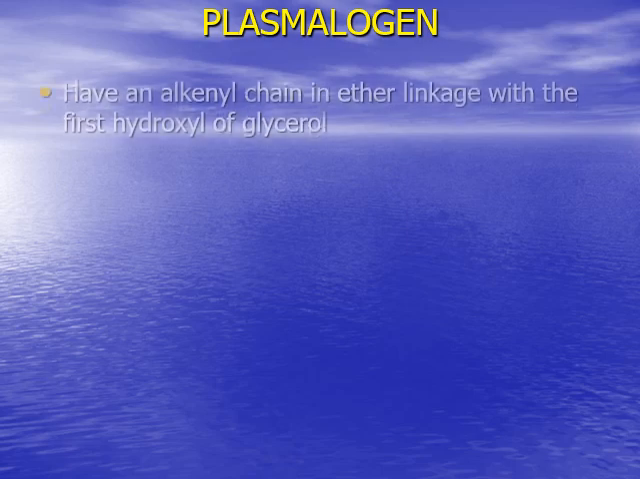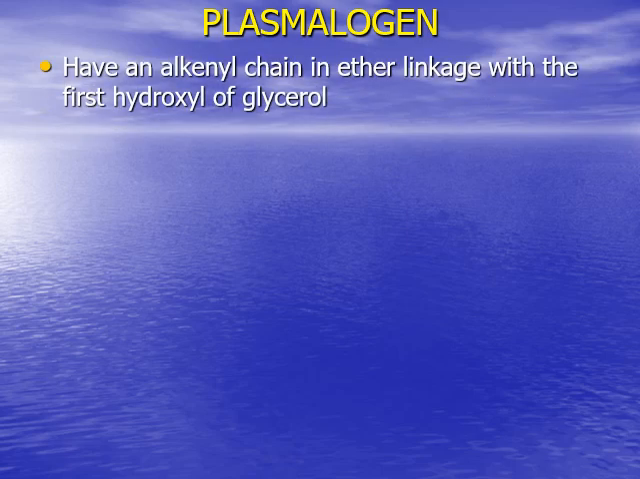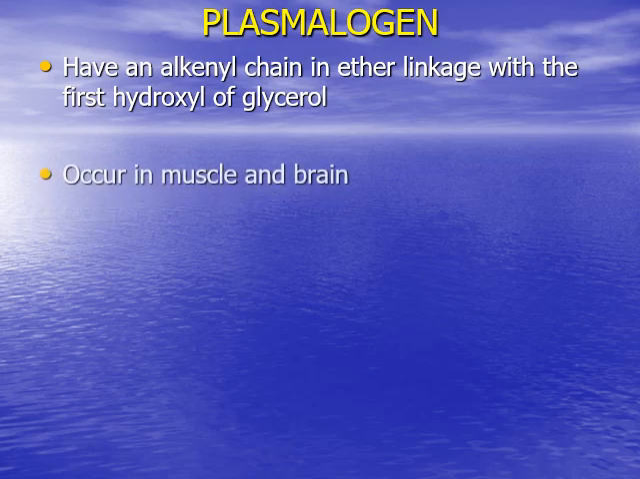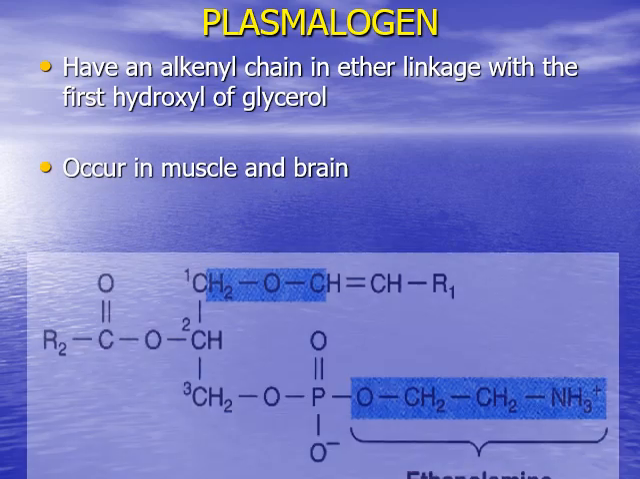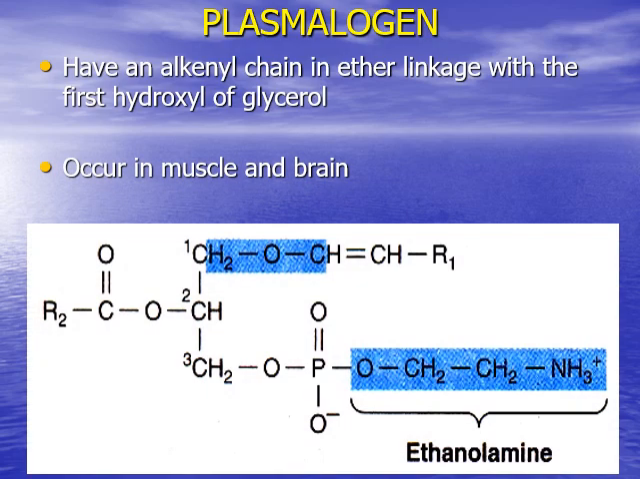Plasmalogen. Plasmalogens have an alkenyl chain in ether linkage with the first hydroxyl of glycerol. They occur in muscle and brain. This is the structure of plasmalogen.